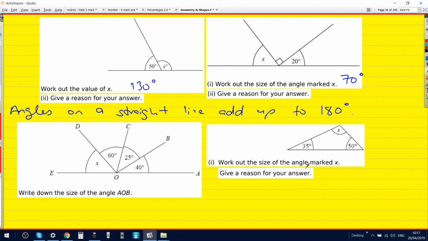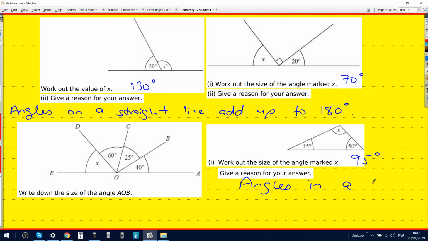So the angles give us 85. If you just take that away from 180, it gives us... 180 take away 85 is 95 degrees, and the reason for it is a triangle must equal 180 degrees. Yeah, angles in a triangle add up to 180.